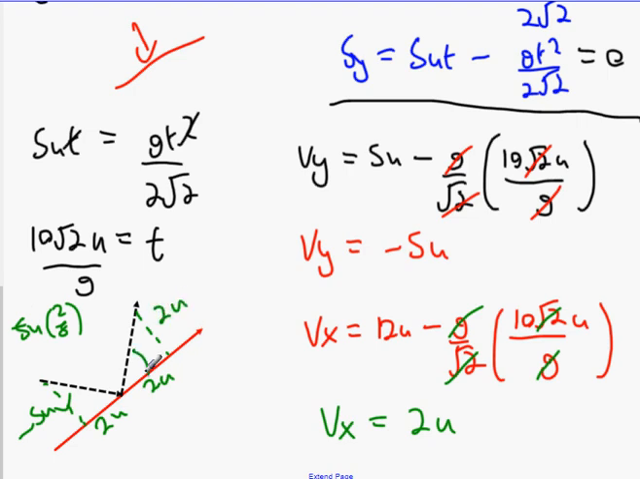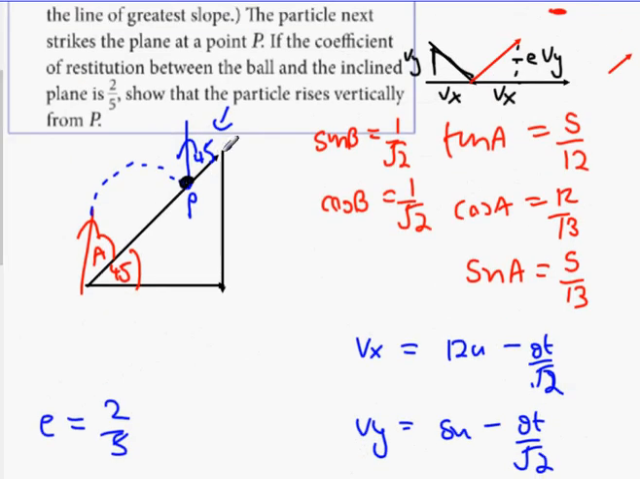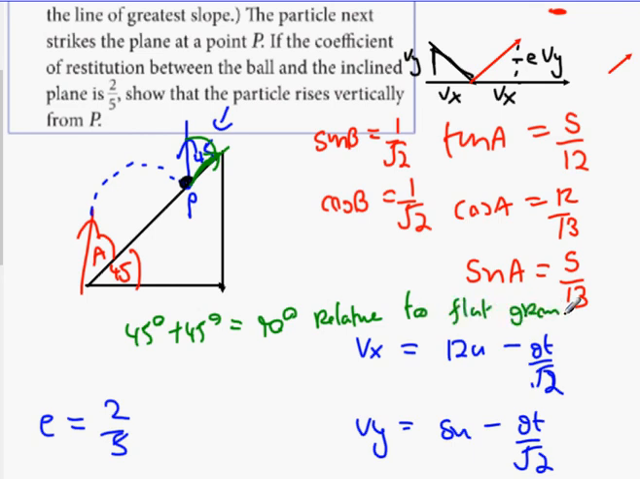Now, this angle here, the opposite and the adjacent are the same value, which means it's automatically 45 degrees. Now, you're already inclined at 45 degrees. If you travel parallel to this axis, you're already traveling at 45 degrees. You now have another 45 degrees on top of that. So 45 degrees plus 45 degrees means you're traveling at 90 degrees relative to flat ground. Hence, your particle rises vertically from P. Is that alright? Okey dokes.